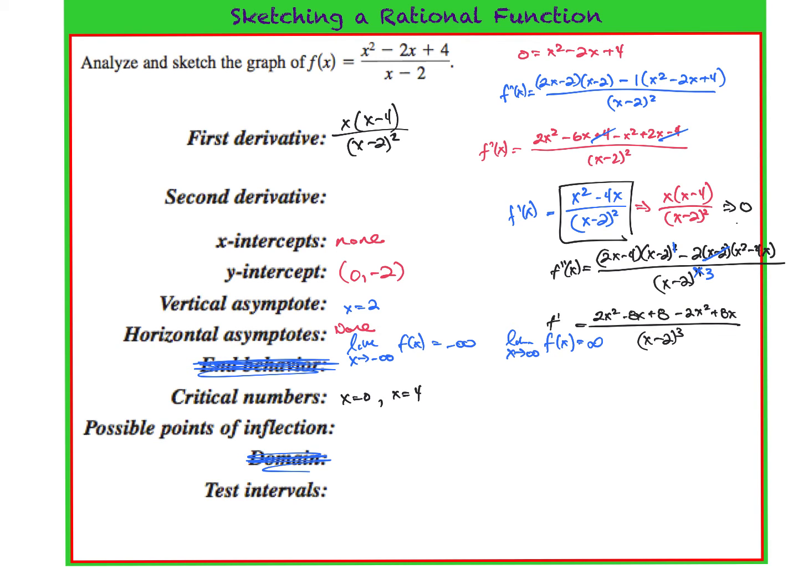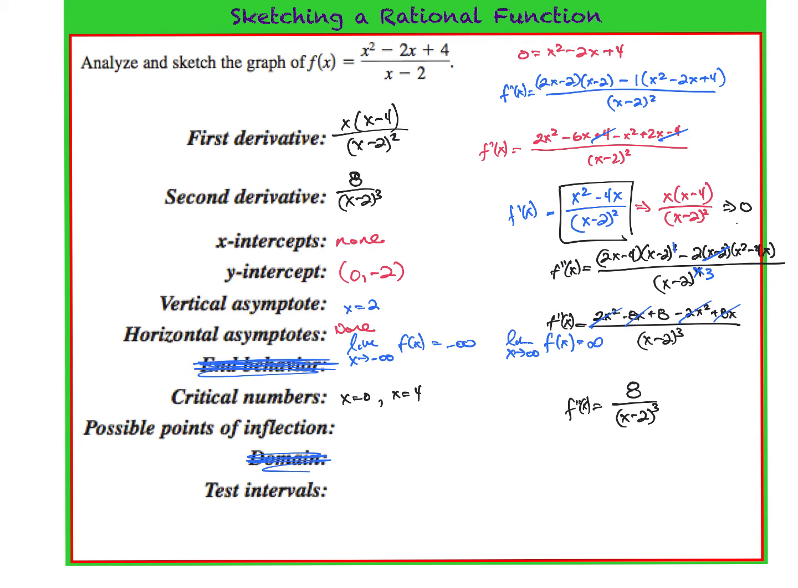Does anything lovely happen? The 2x squareds cancel, and the 8x's cancel. That is nice. All right, so what do we get? 8 over x minus 2 cubed. Pretty good. So that's my second derivative: 8 over x minus 2 cubed.